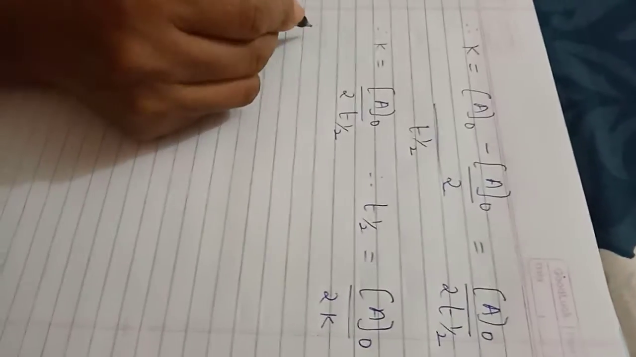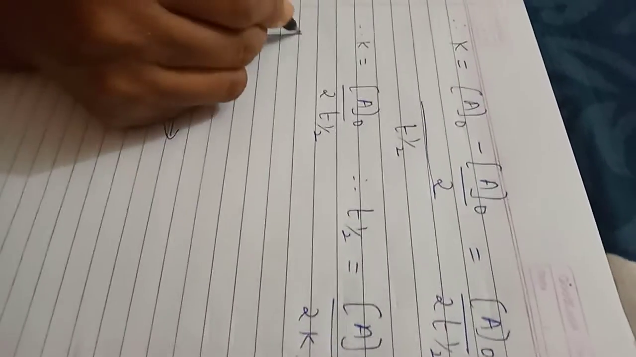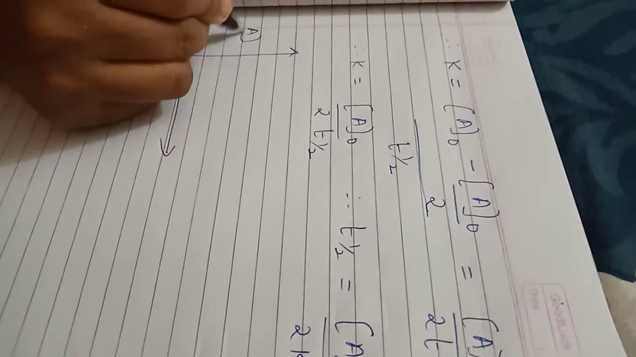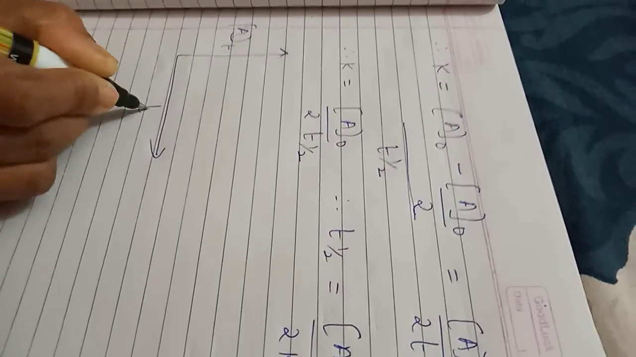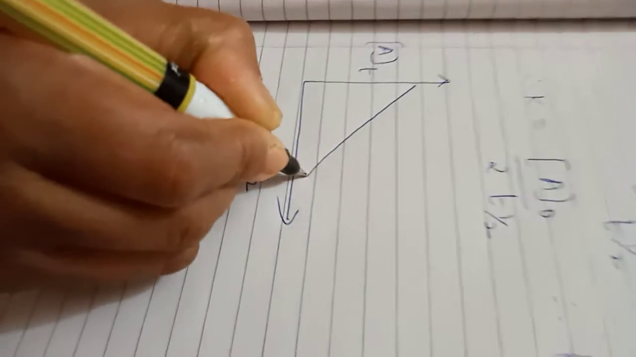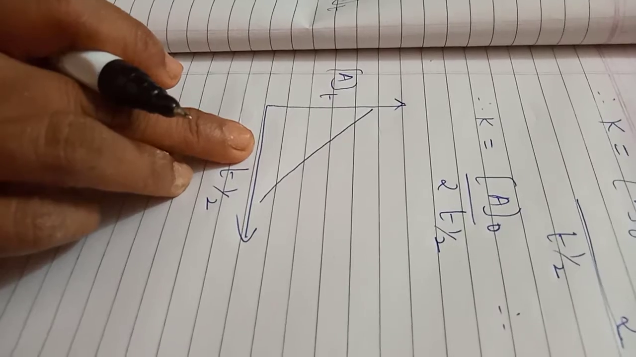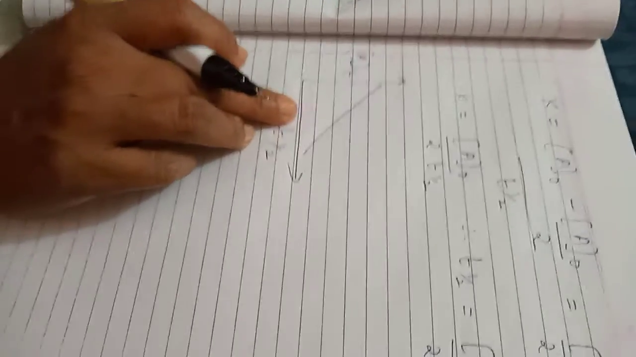Okay. When you plot a graph of concentration versus time for half-life, as the time interval increases, the concentration decreases, and therefore you get a graph like this. Clear, students? Are you okay here?